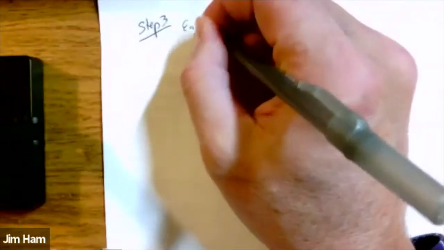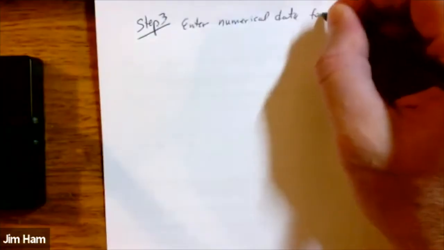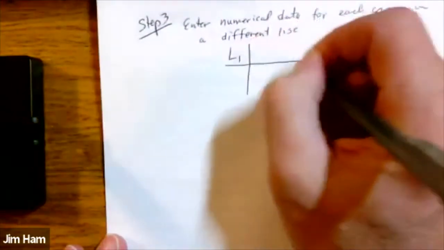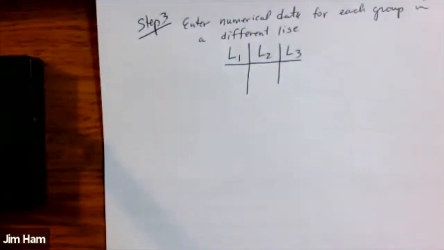And this is where we gather the evidence, run the calculator function. In these problems, you're going to be given the raw data of 3 different groups. And so what you want to do is enter numerical data for each group in a different list. So in our case, we have 3 different groups. So we want to enter data into our calculator in L1 for the first group, L2 for the second group, and L3 for the third group. This is what you need to do.